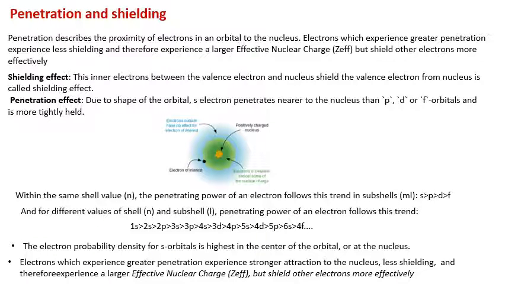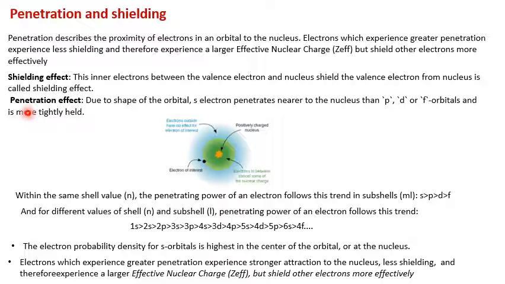Now comes an important topic, penetration and shielding. In order to understand better the electronic configuration and the details of the atom, you have to understand this topic, penetration and shielding. Penetration describes the proximity of the electron in an orbital towards the nucleus. So when the electron resides in an orbital, how much it is in proximity to the nucleus. Electrons which experience greater penetration experience less shielding and therefore experience a large effective nuclear charge. But electrons which penetrate more towards the nucleus shield other electrons more effectively.